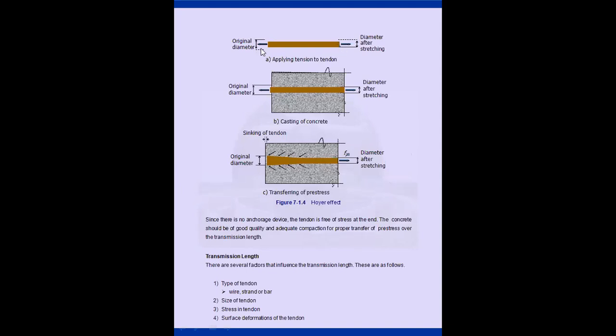This is the original diameter of the tendon or a rod. And what happens at the center? After stretching, you can see the decrease in diameter of the rod. When you try to pull the strands, initially your strand will have less diameter at the center. At the end you will have the original diameter.